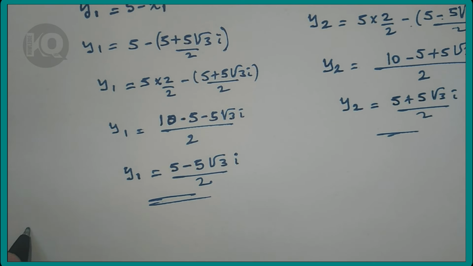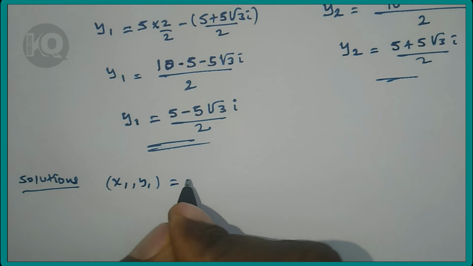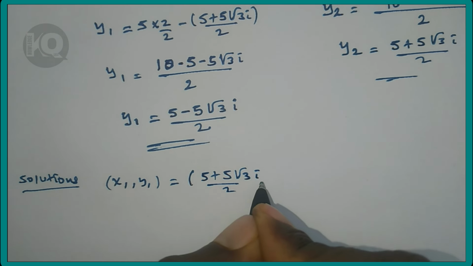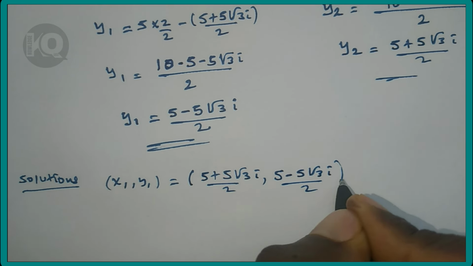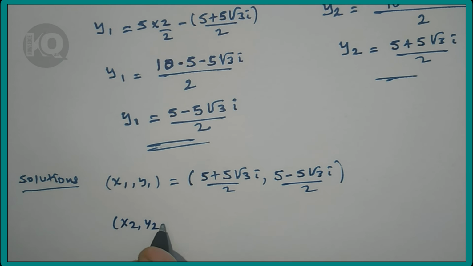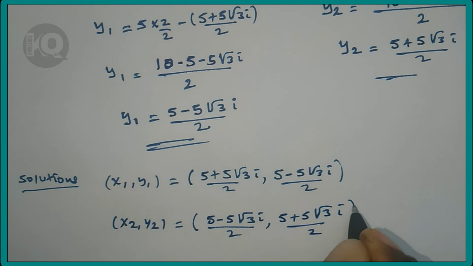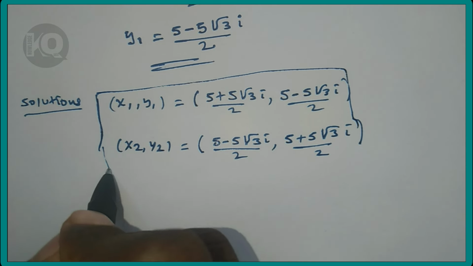So finally our solutions will be: x1, y1, which is equal to (5 plus 5 root 3 i) over 2 and (5 minus 5 root 3 i) over 2, and the solution x2, y2, which is equal to (5 minus 5 root 3 i) over 2 and (5 plus 5 root 3 i) over 2. So this is our solution for the given question.